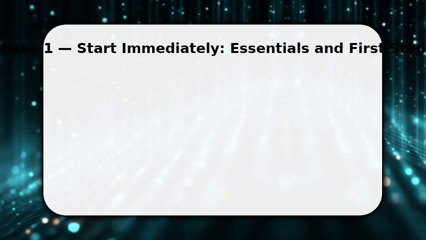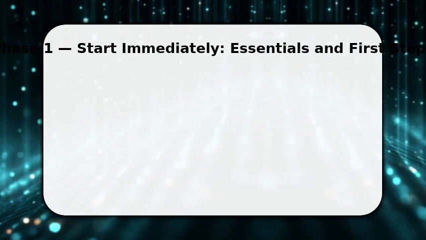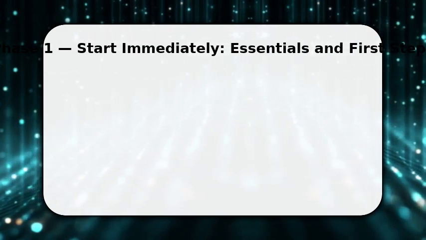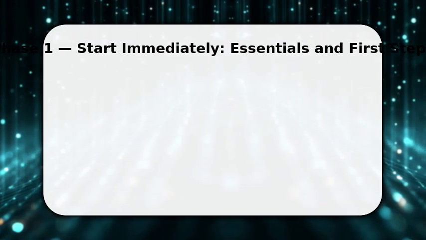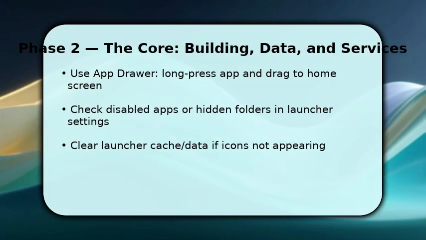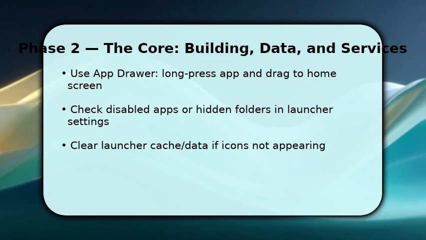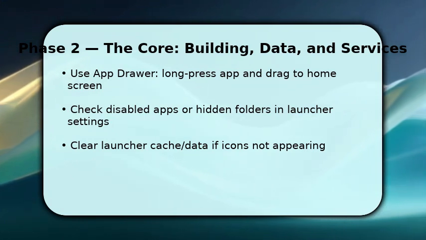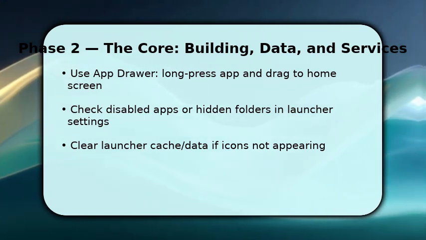If the app was installed to an SD card, move it to internal storage. These steps kick off the fix, so you can place the app icon on the home screen. You now focus on revealing or recreating the icon. Open the app drawer, long press the app icon, and drag it to the home screen.